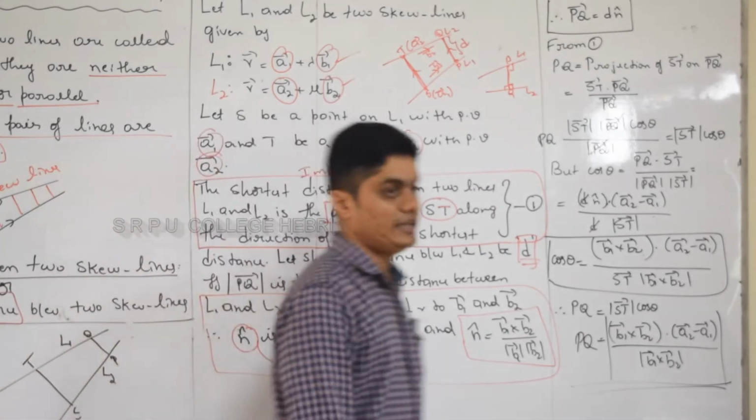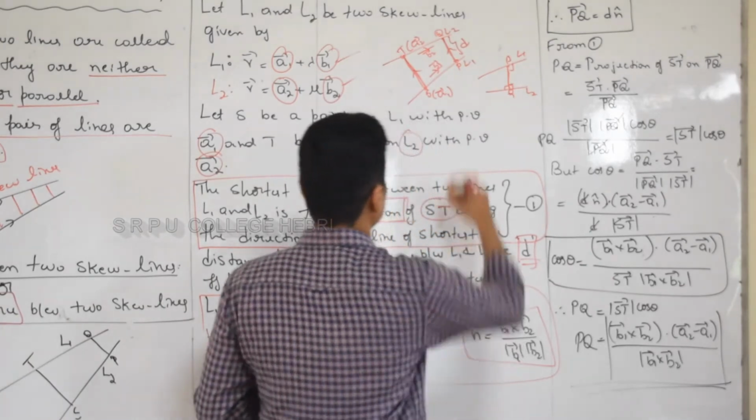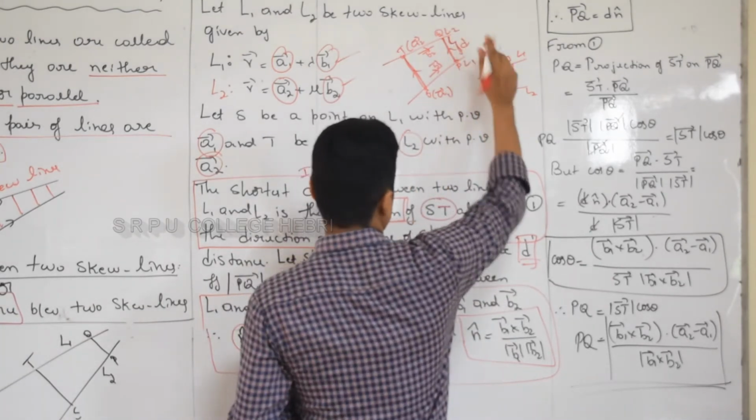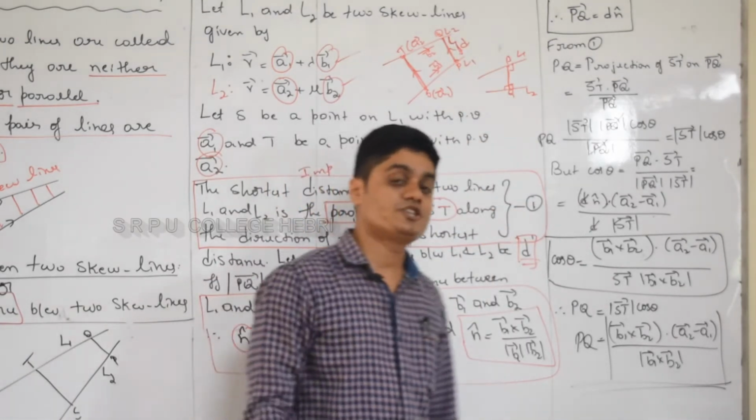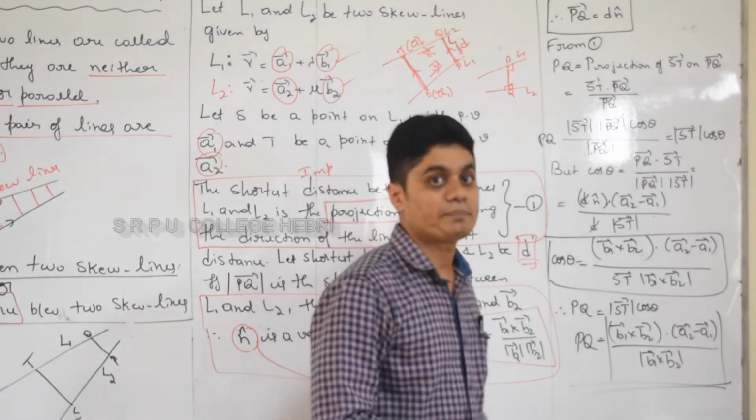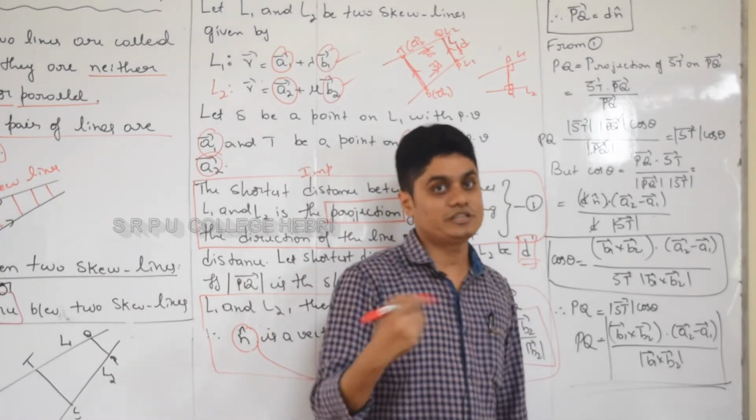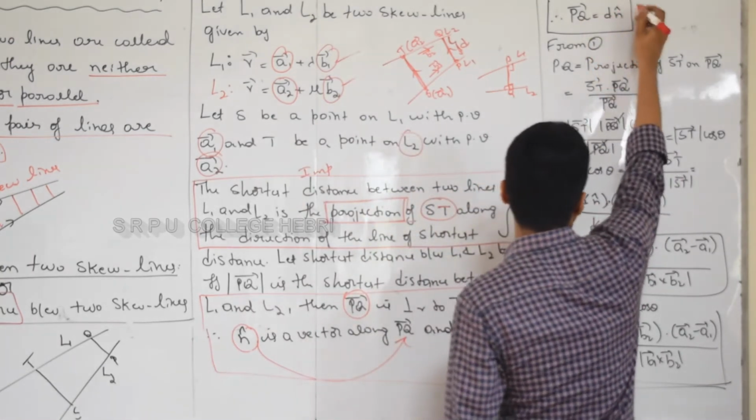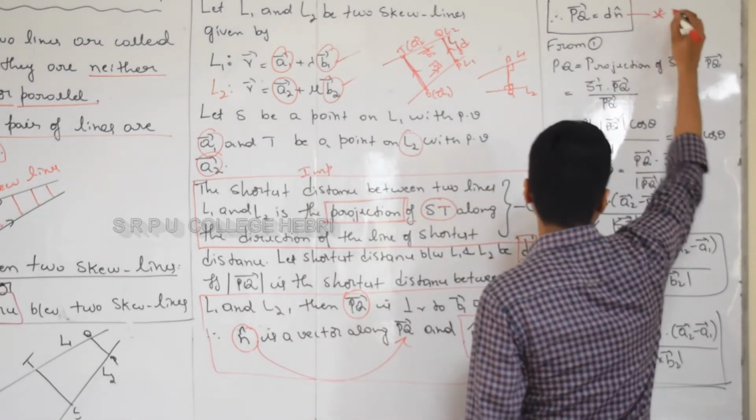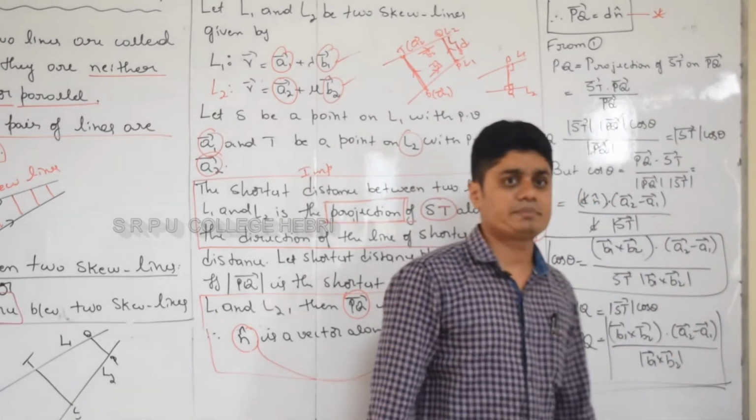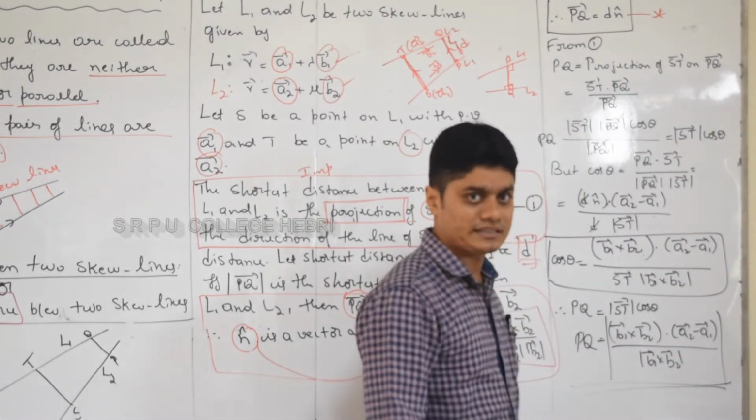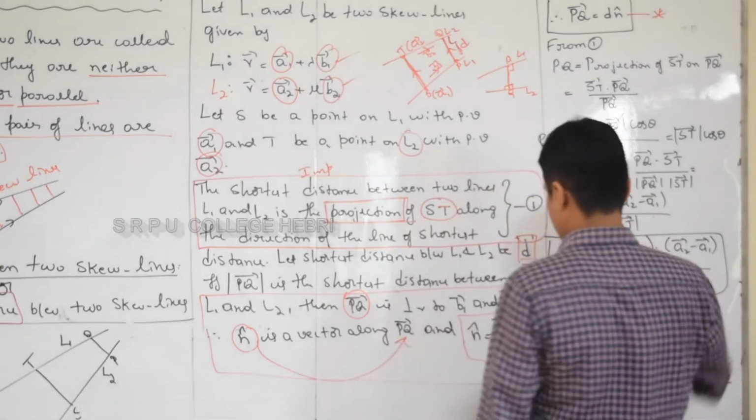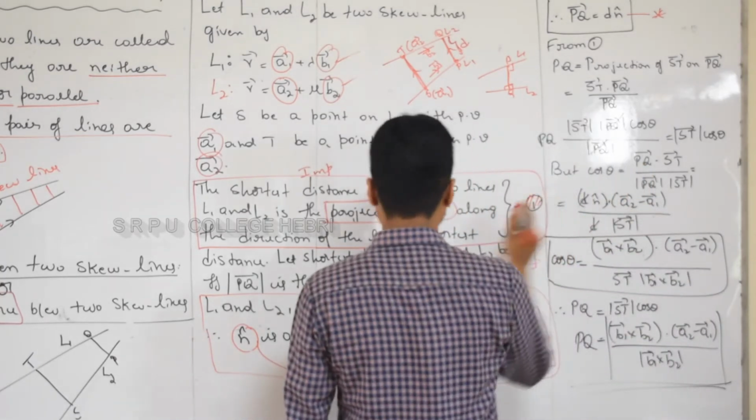Okay, now see, we know that the distance PQ is D, and the direction of PQ is along n cap. So how do we represent vector PQ? Magnitude and direction: the magnitude is D, the direction is n cap. So vector PQ can be represented as D into n cap. Did you understand? Very good. I will consider this as equation 1.